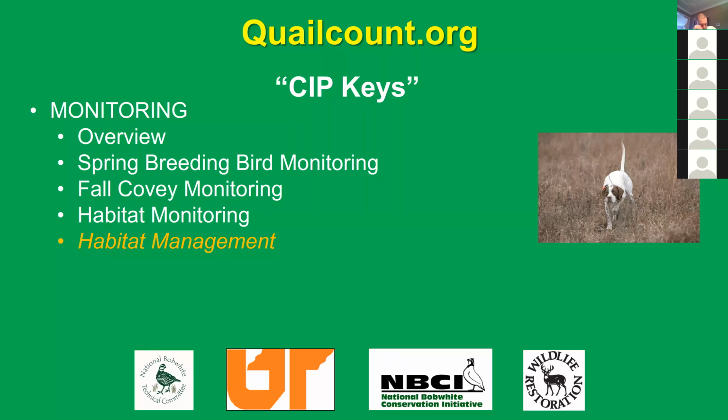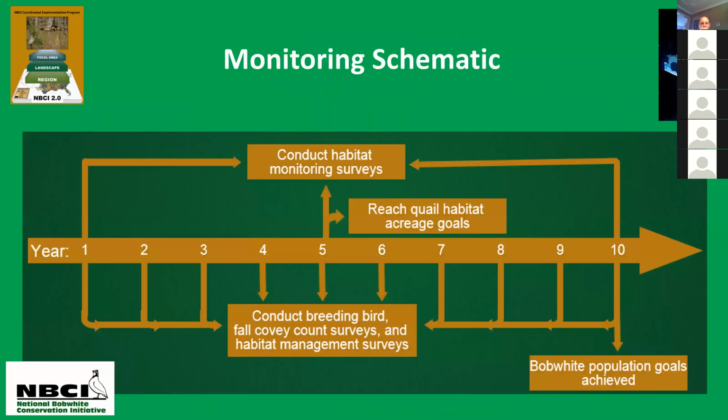And here's just a little guide again to what's on there. The one thing that is relatively new, shown there in the bottom in orange, is habitat management. We'll talk a little bit about that. But most of the SIP resources right now, the keys to implementing a SIP today, are the spring breeding bird monitoring, the fall covey monitoring, and the habitat monitoring.